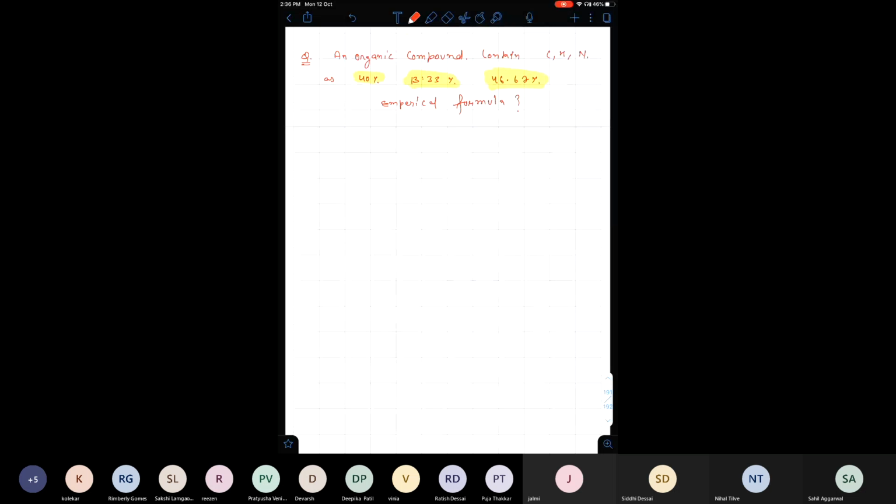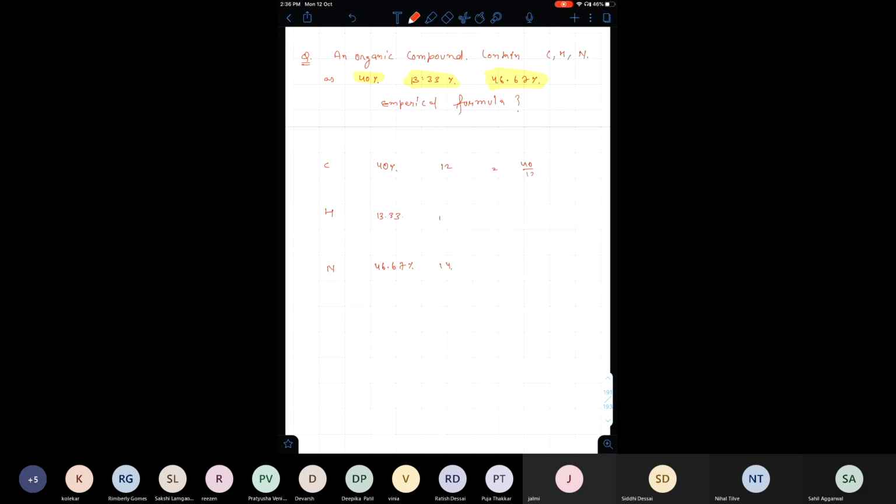Carbon, hydrogen, nitrogen, 40%, 13.33%, 46.67%, with atomic masses 12, 1, and 14.